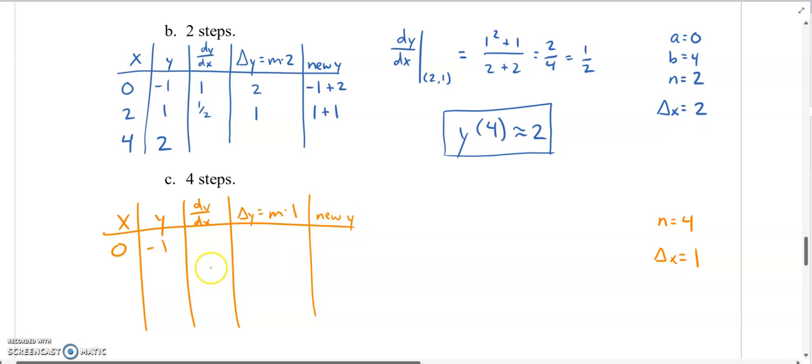And we'll get our new y value. And again, we're starting at the same point, so we're starting with the same slope. The slope times 1 is 1, so our new y value is -1 plus 1, which is 0.